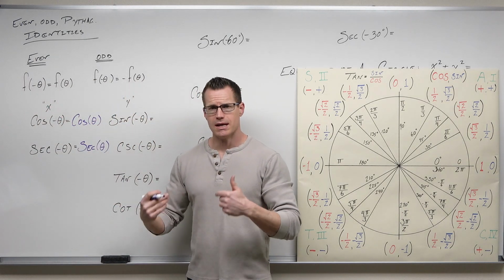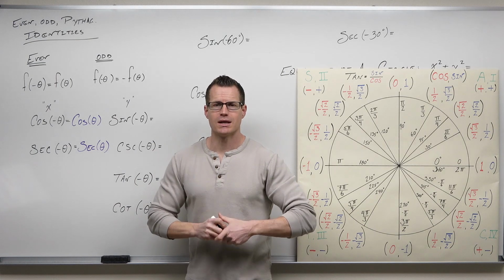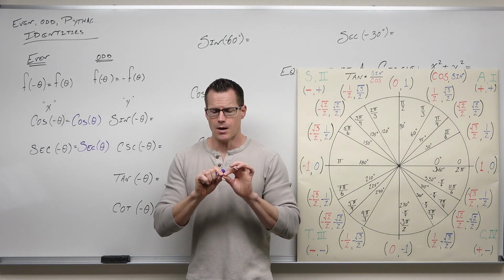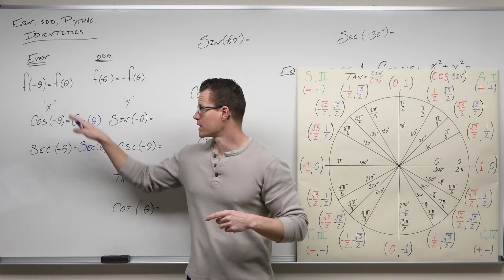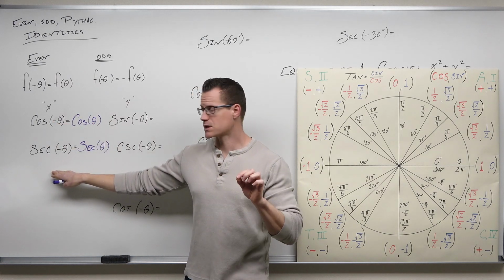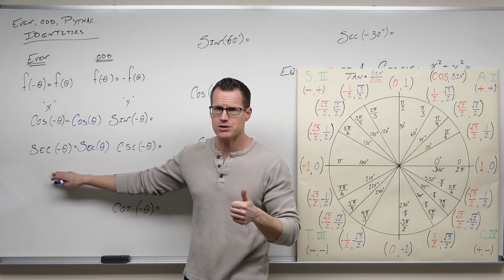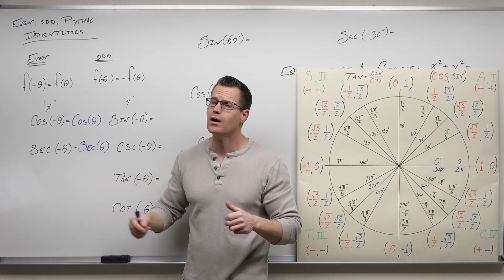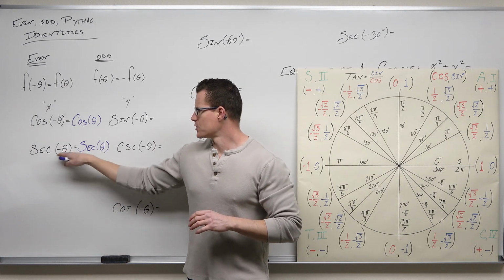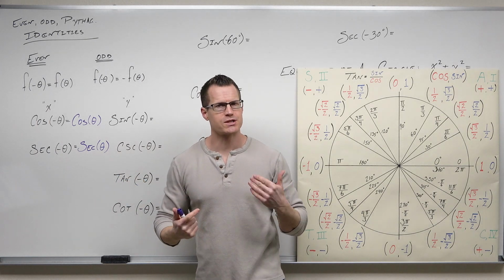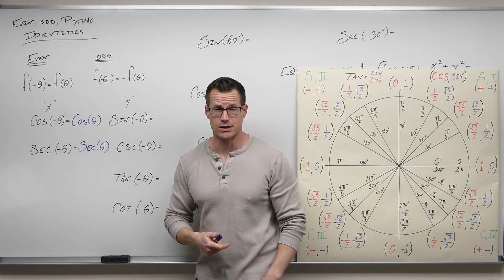So whether you plug in negative theta or positive theta to secant, you are going to get the same exact output. Opposite inputs equal equal outputs for even functions. Cosine and secant are your only two even functions. That means you can basically just change the sign of your angle and be right. This is also only true, of course, where secant is defined. We have a couple places where it's not.